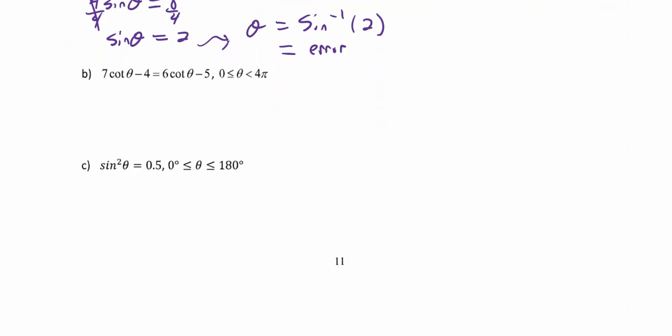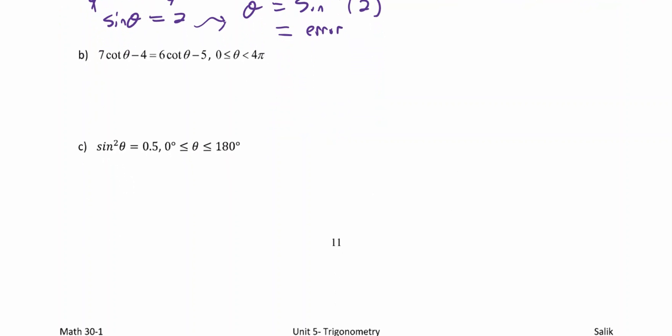So the next one says, what's the answer for cotangent here? Just be careful on this one, because it says the angle is between 0 and 4 pi, right? So 4 pi would mean it goes around the circle 2 times. Okay, so we're going to have a few answers for this one now.